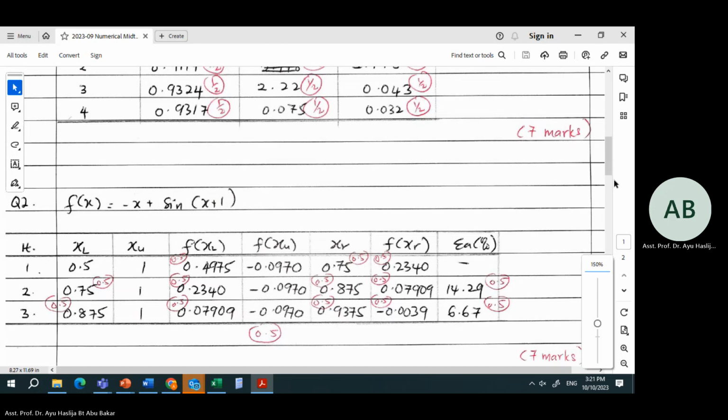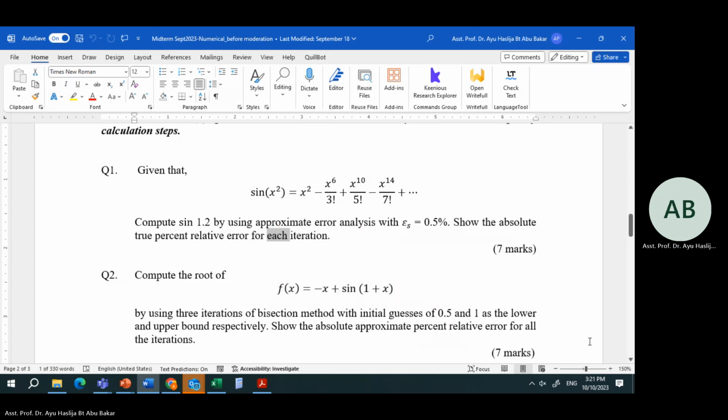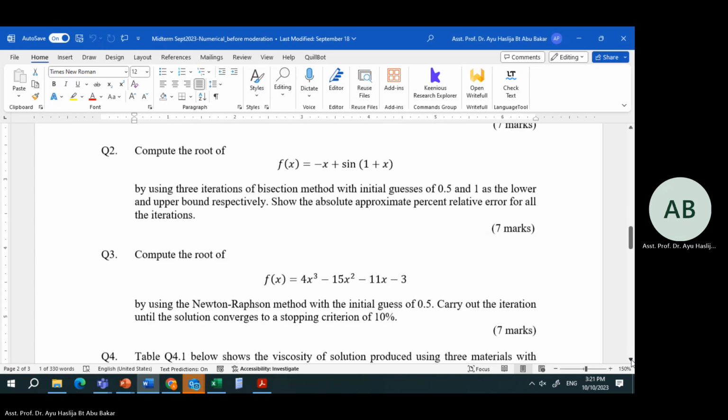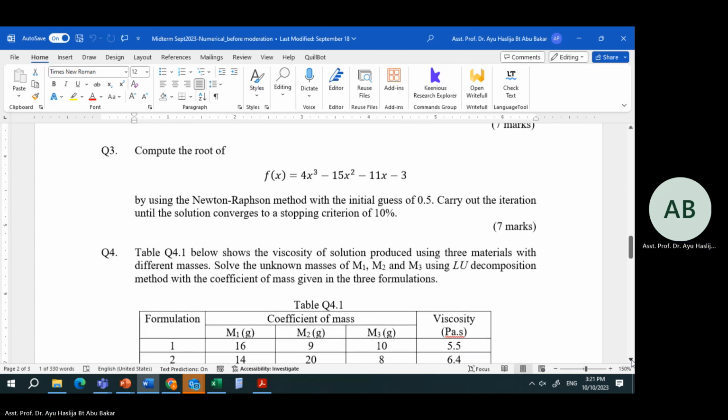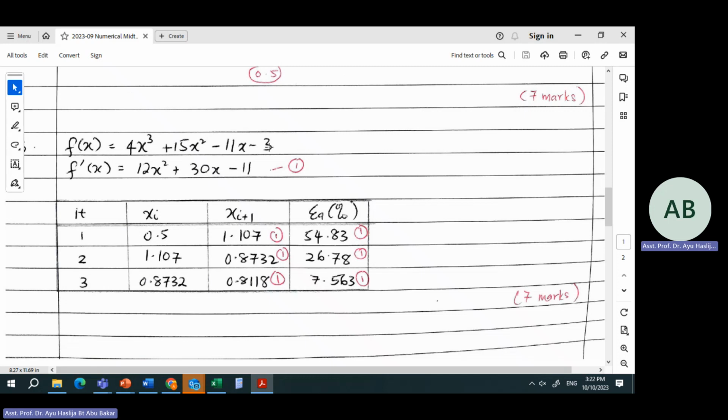Now for question 3, actually this is the answer, but there is some error with the question. By right, this part is plus. I mistakenly put minus. So if you try putting plus, then you'll get this answer. In my answer scheme I put plus, but in the question I put minus. That's why it's wrong.